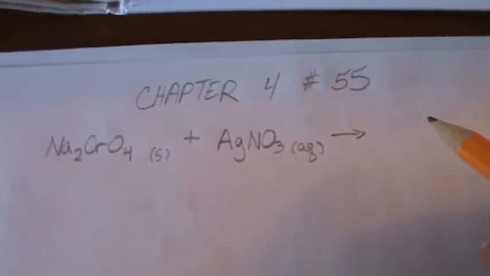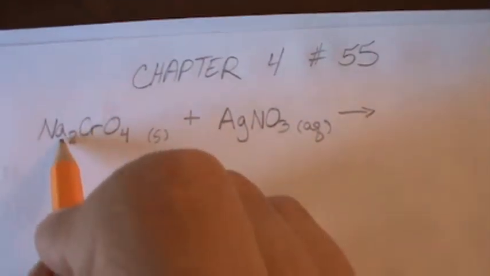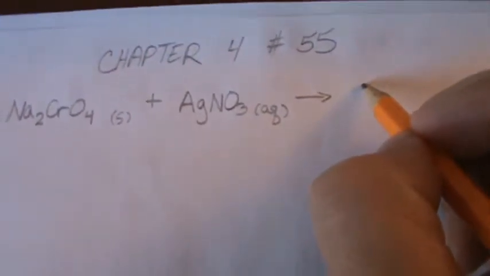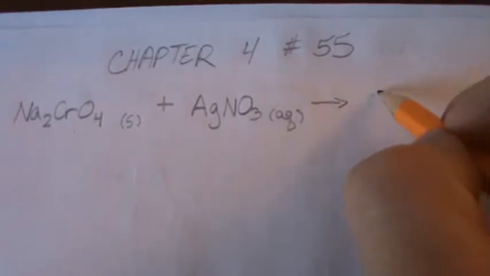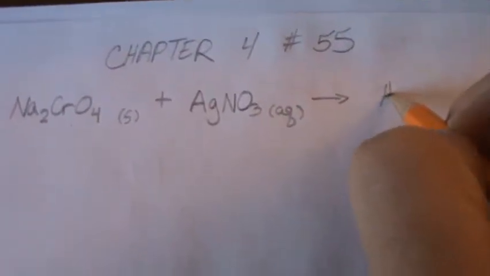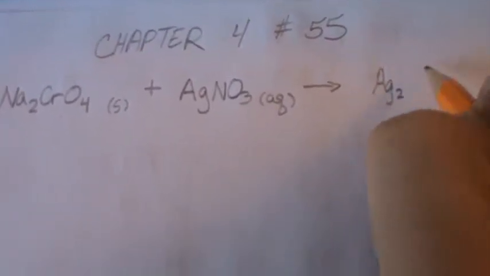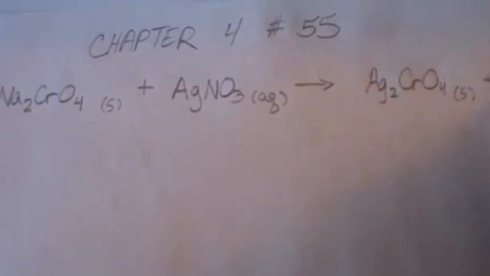When we say we want to precipitate out the silver ions, it's because we want to hook up the silver with the chromate, and that's how we'll precipitate them out. So chromate is 2 minus and silver is 1 plus, so that becomes Ag2CrO4 solid plus sodium nitrate aqueous. Okay, so that's what the reaction is going to be.